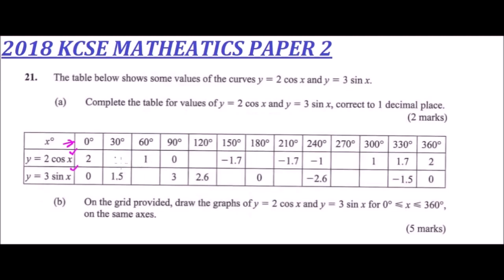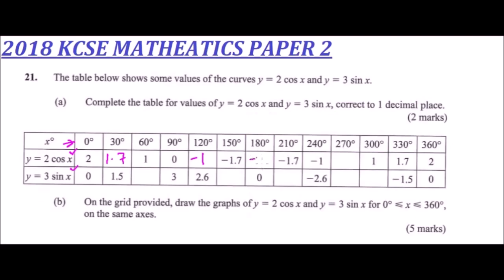Use your calculator. Then we come to 120. 2 multiplied by the cosine of 120, you get minus 1. Then we go to 180. 2 times cos 180, you get minus 2.